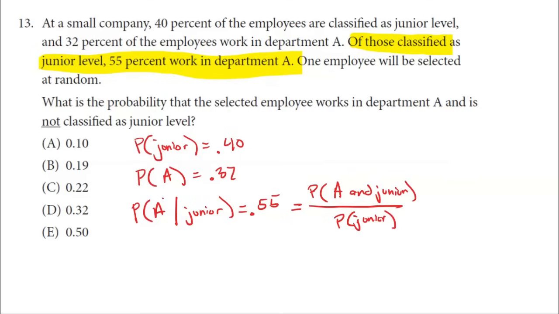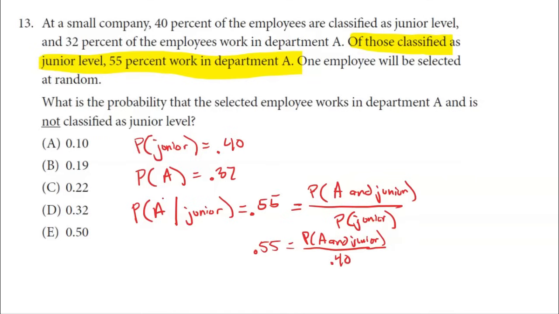Now, I already know that the conditional answer is 0.55 because I was given that. What I don't know is that numerator, the probability that you are A and junior. Sorry for my slightly messy handwriting. But the denominator I actually already know. The probability that you are a junior level is 0.40.